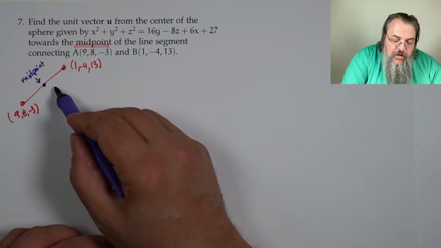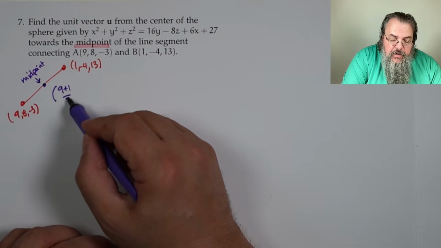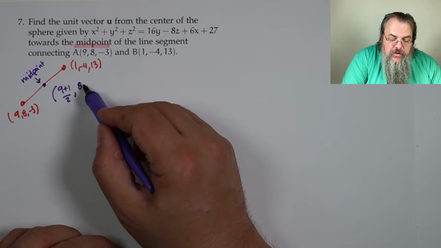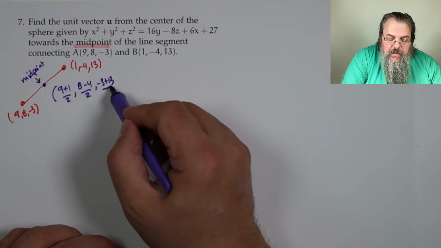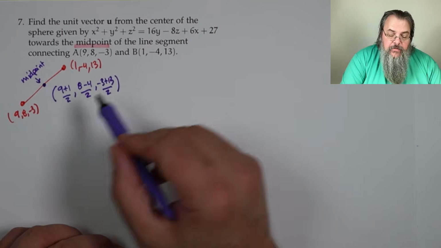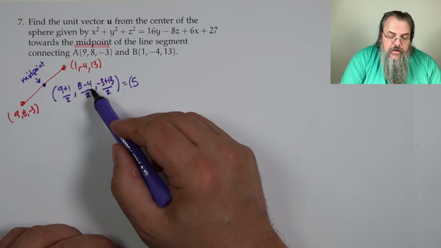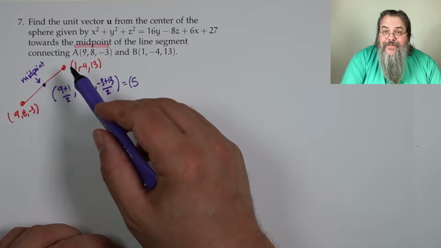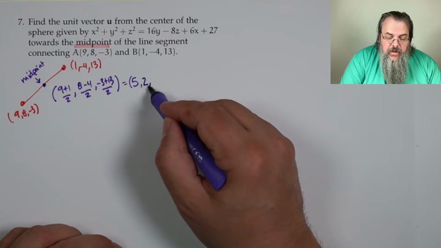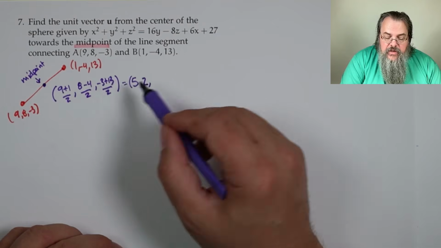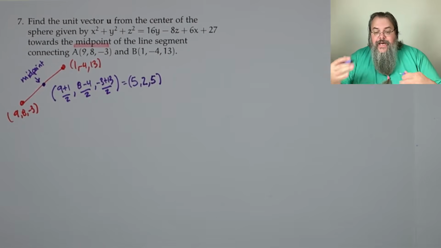Well, the good thing is that there's actually a very clean formula, which says you add the x entries together, divide by 2. You add the y entries together, divide by 2. And you add the z entries together, and you divide by 2. So 9 plus 1 divided by 2 is 5. 8 minus 4 divided by 2. Now, it's not really 8 minus 4, it's 8 plus -4. Okay, 8 minus 4 divided by 2 is 2. And finally, -3 plus 13 is 10, divided by 2 is 5. So our midpoint is 5, 2, 5. Okay, so that's one of our points.